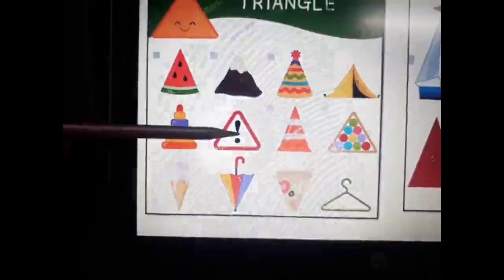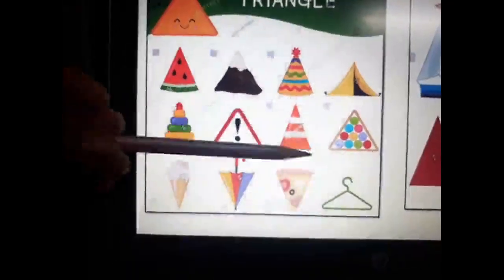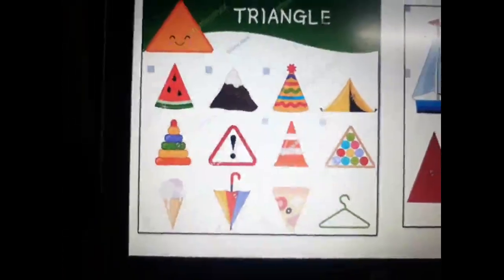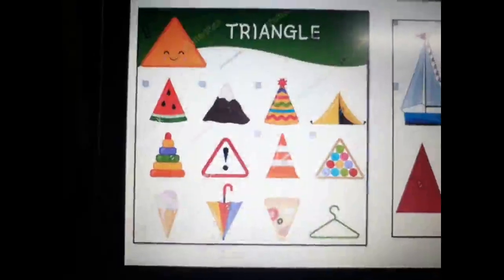Then these are road sign boards. Cones. You can find these cones at construction sites, जहाँ पे buildings बनती हैं वहाँ पर. Then we have umbrella. Slice of pizza. Everyone's favorite. Isn't it? So they all are triangle in shape.